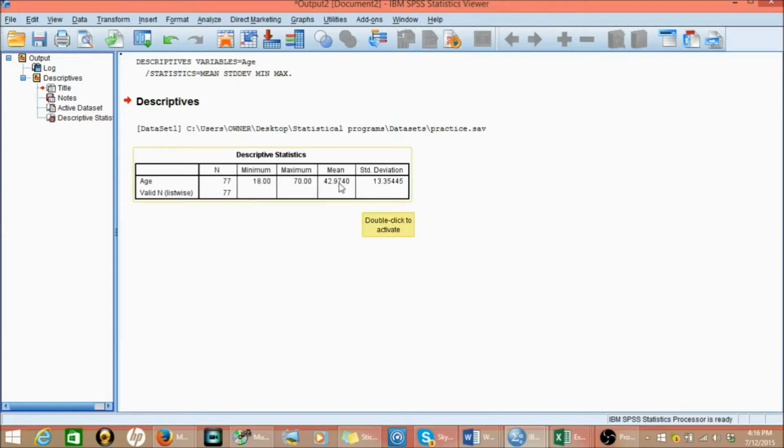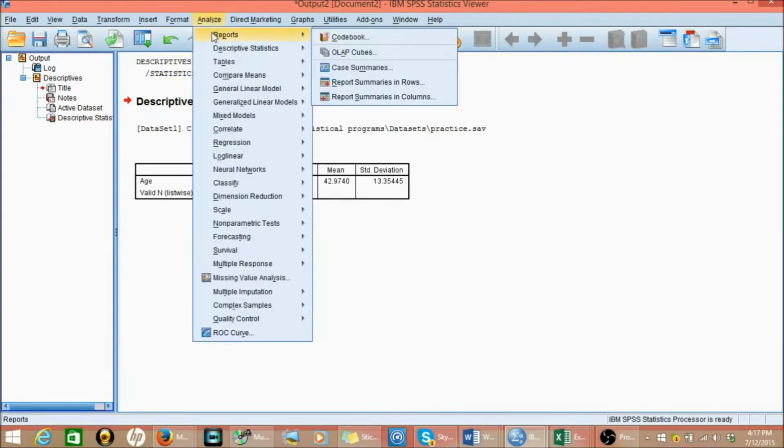Awesome. That tells me a lot about my population. That tells me out of these 77 people, 70% of them fit between the ages of roughly 29 and 55. Did I do that right? Yeah. So that gives me a good idea of what type of population responded to this survey.